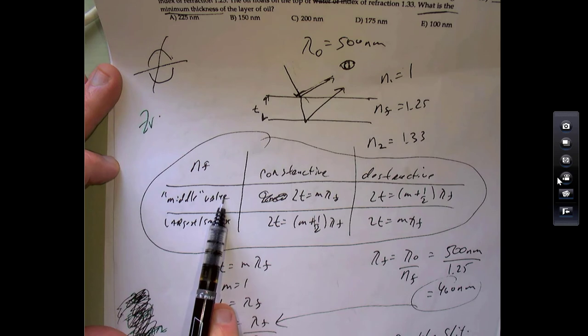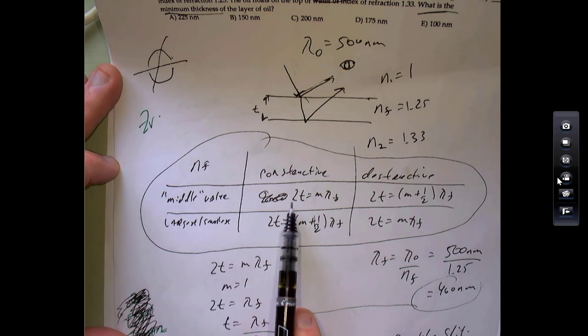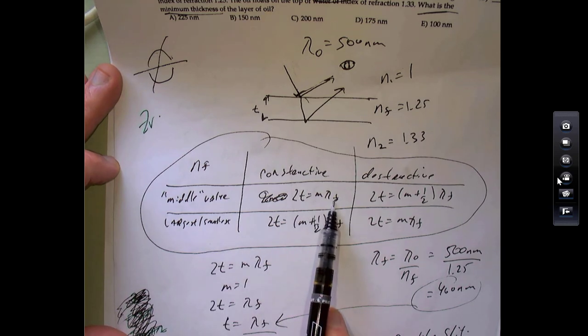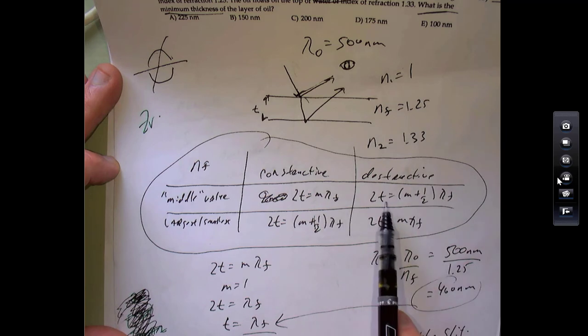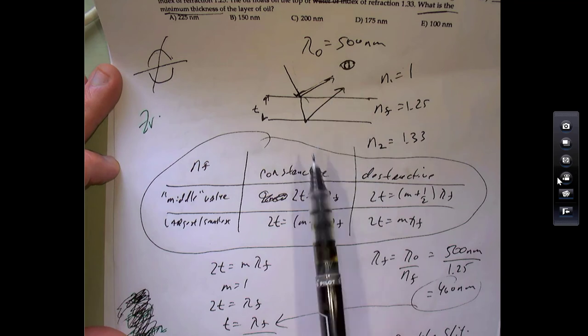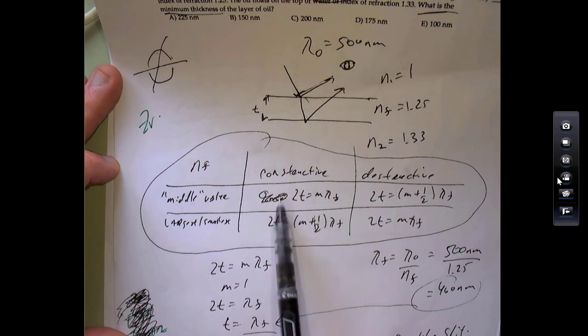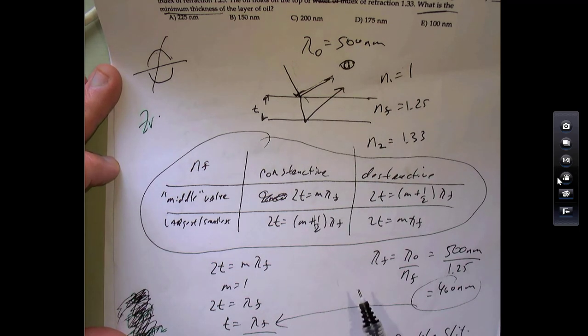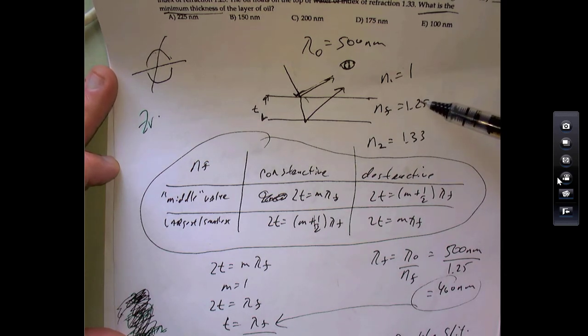Middle value for constructive interference: 2t is equal to m times the wavelength in the film. For destructive interference, 2t would be m plus a half times the wavelength in the film. Here it's constructive interference, we did this. Now on the actual test, it turned out to be the largest value. So on the actual test, this was the largest value.